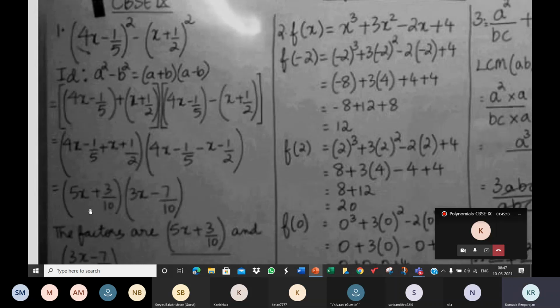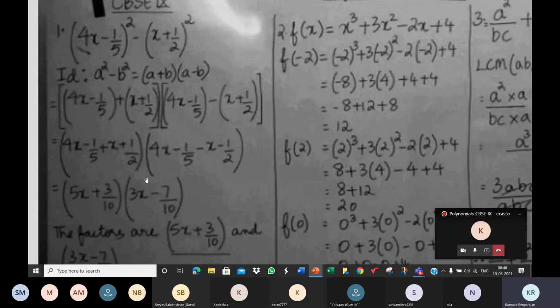Now see the answer, the given expression has a minus sign here. When we simplify that using the identity, we get 5x plus 3 by 10 into 3x minus 7 by 10. See, it's a product. These are the two factors of this expression.